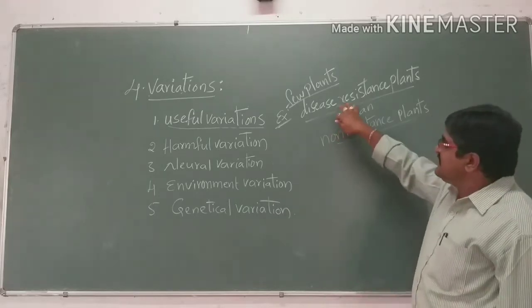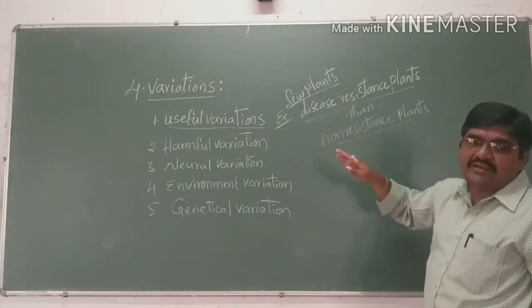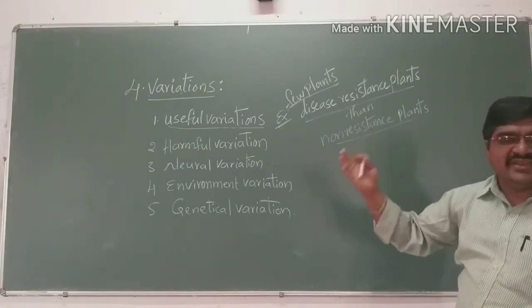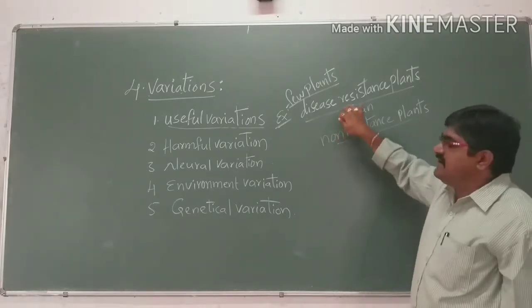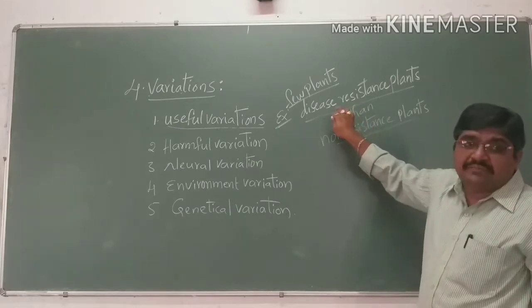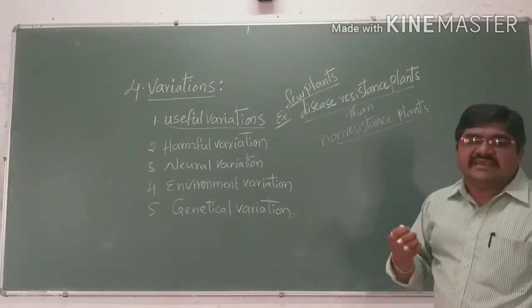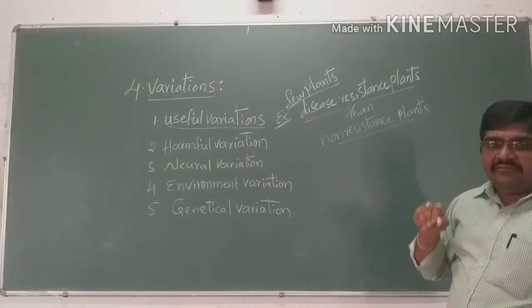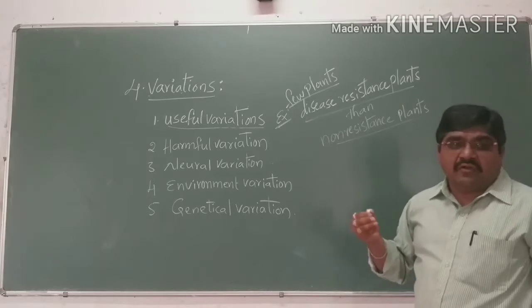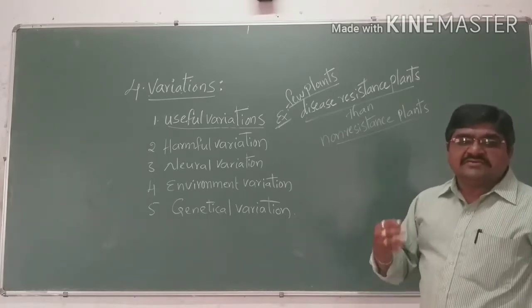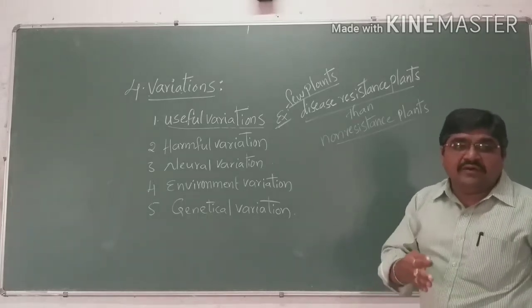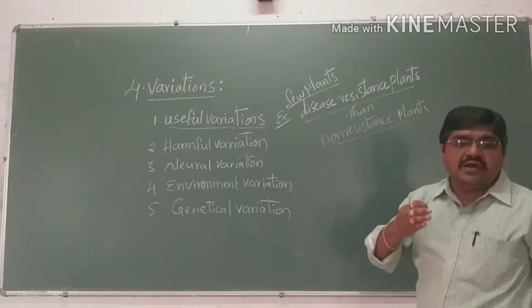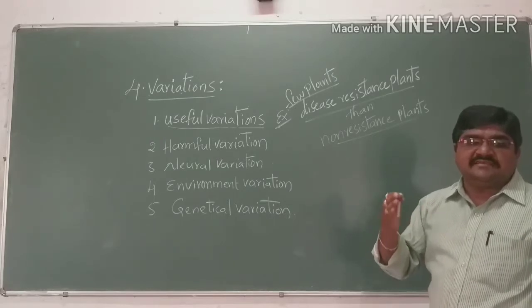So disease-resistant plants will be helpful for increasing their number from generation to generation, and it is an adaptive character. Adaptive means a new character is being presented. That new character is helpful for the development of the organism. That means it can resist, so that character is helpful to resist in the plants.